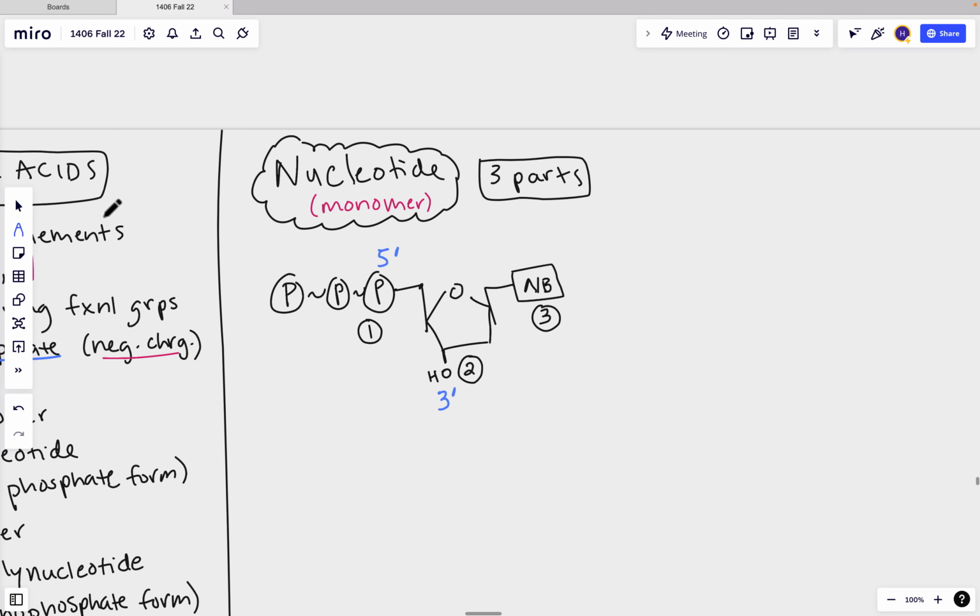So what are these groups? Number 1 is the phosphate group. Number 2 is that ribose or deoxyribose, so we'll call it a pentose, meaning 5 carbon sugar. And the carbons are 1, 2, 3, 4, 5. That's why this is called 3 prime here. That's the 3rd carbon in the ring. And this is why the phosphate is called 5 prime side, because that's the 5th carbon in the ring.